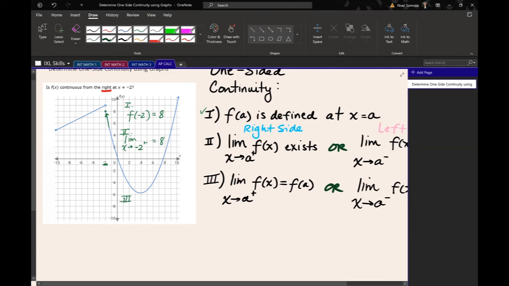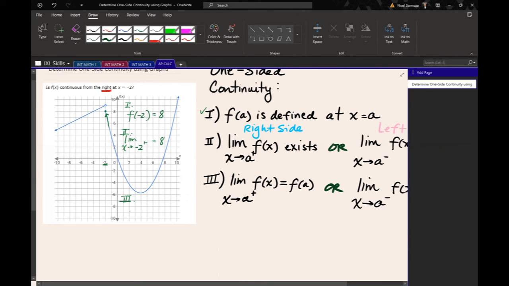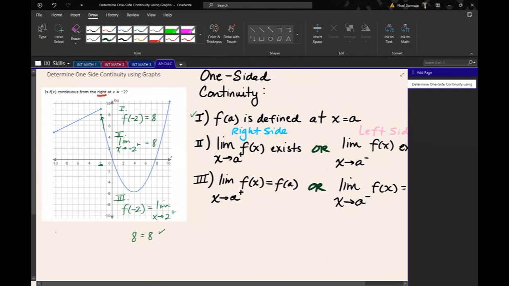So now we get to part three. Does the limit from the right side, the limit of the function as we're approaching from the right side, equal the output when we have f of -2, right? And in this case, it does. Since f of -2 is equal to the limit as x approaches -2 from the right side, this would be correct because 8 is equal to 8. So therefore, f of x is continuous from the right side, from the right side only. So we would indicate that, yes, we do have continuity in the function when we approach from the right side.